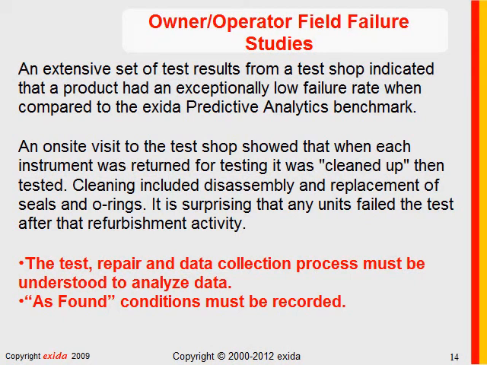For example, one extensive set of test results indicated a product had an exceptionally low failure rate when compared to the Exeter Predictive Analytics benchmark. I'll explain what that is later. For now, just think of it as a number we use to determine data quality. When we see something that's too high or too low, we naturally ask questions.